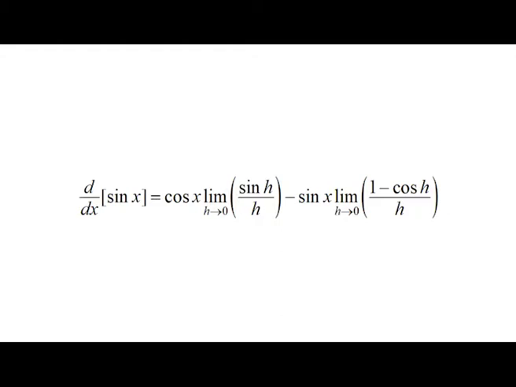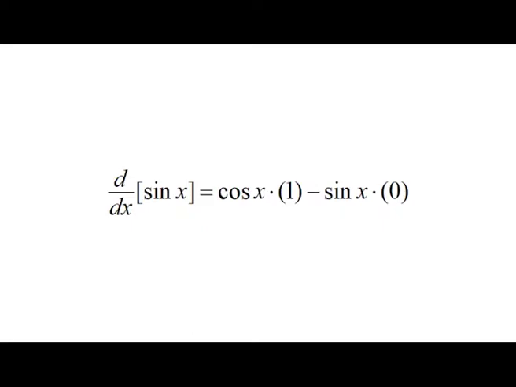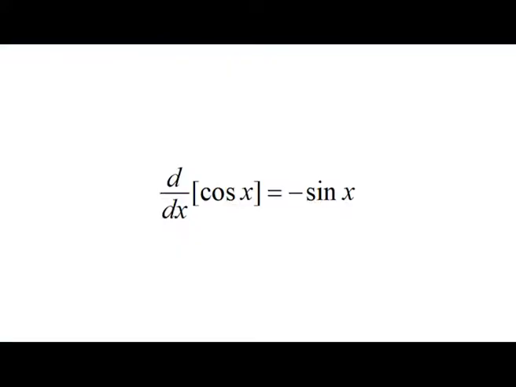Using the limits, limit h tends to 0 of sin h by h equal to 1 and limit h tends to 0 of 1 minus cos h by h equal to 0, the above gives d by dx of sin x equal to cos x into 1 minus sin x into 0, that is, d by dx of sin x equal to cos x. Similarly, the following identity will be obtained: d by dx of cos x equal to minus sin x.